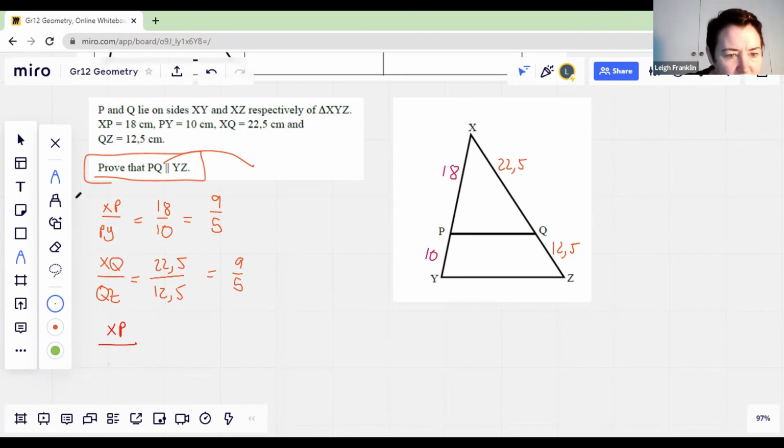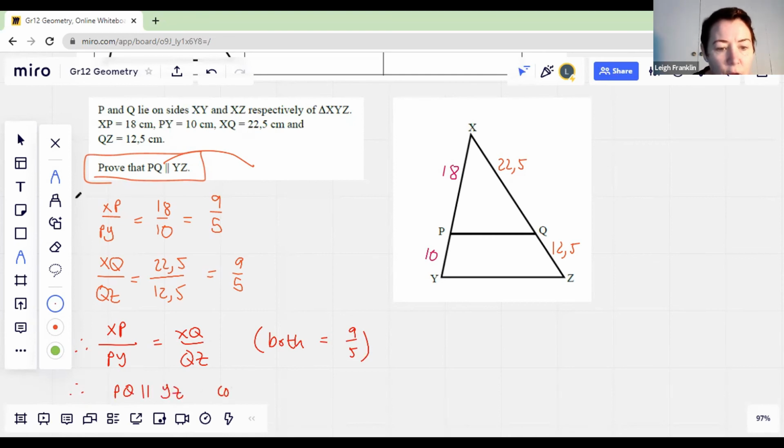I'm just going to think of a better way that I can say that to you. So XP over PY. So here is our deduction. Based on this, XP over PY is equal to XQ over QZ, because they both equal 9 over 5. So therefore, PQ is parallel to YZ, converse proportionality intercept theorem. Okay, that's how it would work.